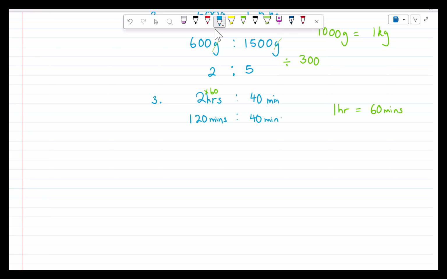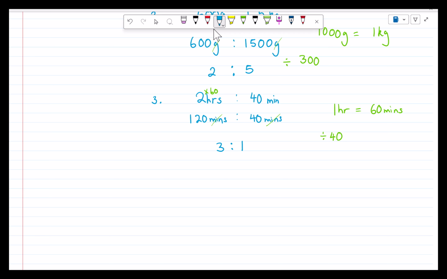Now we get rid of the units because they are the same. 120 is to 40. We then look for the highest common factor, which is 40 in this case. So we're going to divide both by 40. 120 divided by 40 gives us 3. Then we have 40 divided by 40 and we get 1. We have simplified this ratio. Hence, our final answer is 3 is to 1. So remember, it is very important for you to know how to convert units.